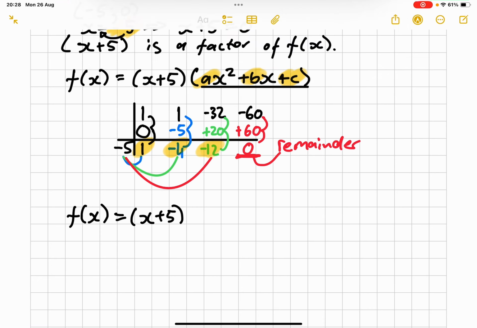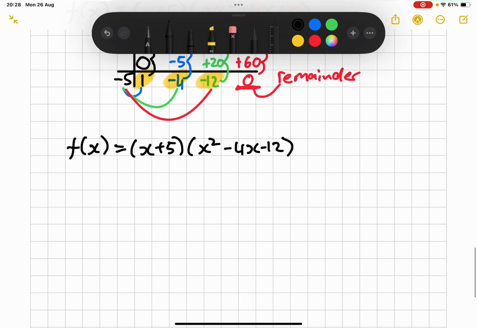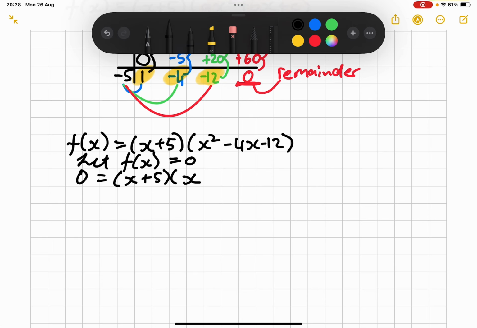So if we write that out, f of x is going to be equal to x plus 5, which is our first factor that we found, times x squared minus 4x minus 12. Now, remember we said let f of x equal 0. So over here we're going to have x plus 5. Then we're going to have x and an x. We open our two brackets. We end up getting a 2 and a 6. We're going to have the minus 6 and the plus 2.